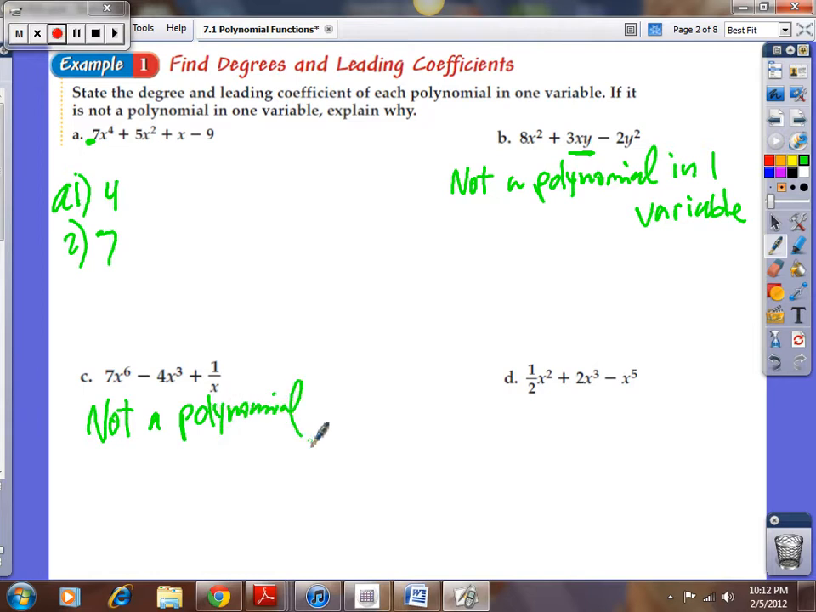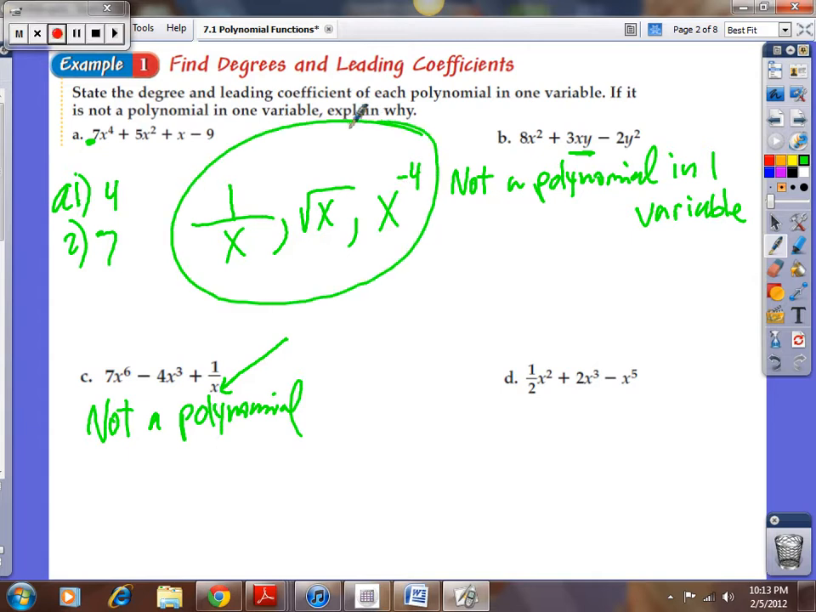Okay, if you have this, this guy is what's messing it up. You cannot have any letters in the denominator. You cannot have any letters under a radical. And you cannot have any letters that have negative exponents. So these 3 stipulations right here, if you ever come across one of these 3, it is not a polynomial. So C is not a polynomial.